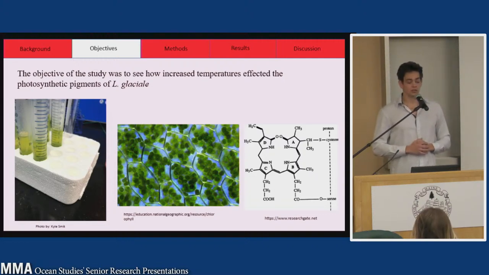Now, in order to do this experiment, I had to figure out which pigments I wanted to zero in on. For this, I chose two pigments, phycoerythrin, which is a photosynthetic pigment that is responsible for giving Lithothamnion glaciale its bright red color. And also, I chose chlorophyll a because I feel like the words chlorophyll and photosynthesis are tightly knitted together. The reason I chose phycoerythrin was because during my pilot project, I noticed that during my temperature experiments, the algae would start to lose its pigmentation and turn white. And I wanted to see if this would actually affect its photosynthetic levels.